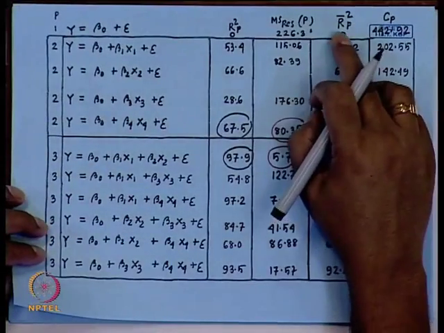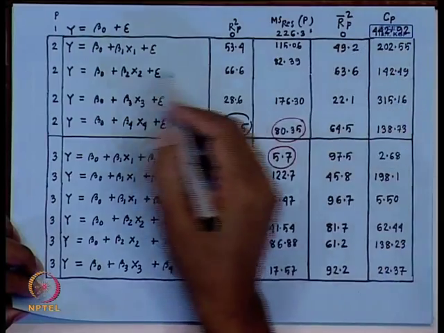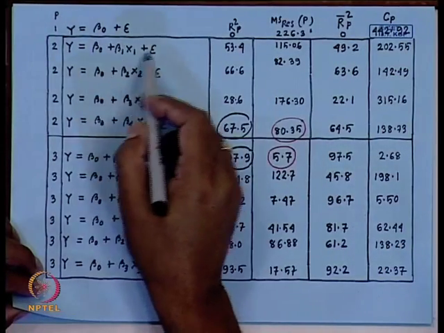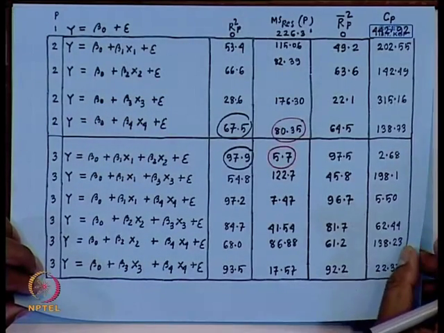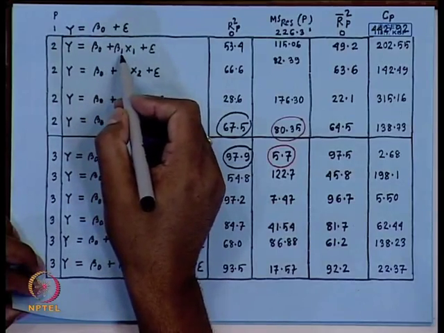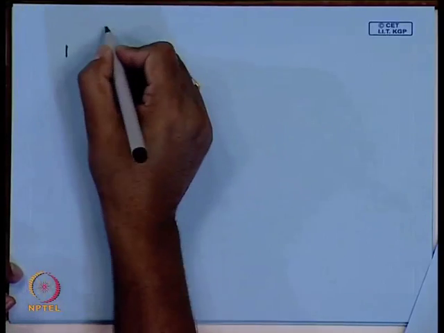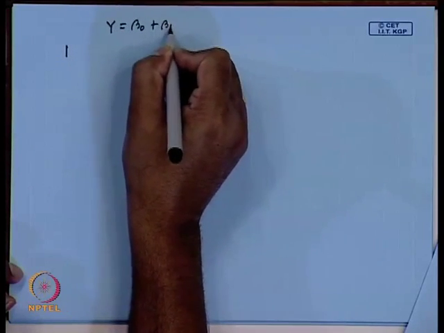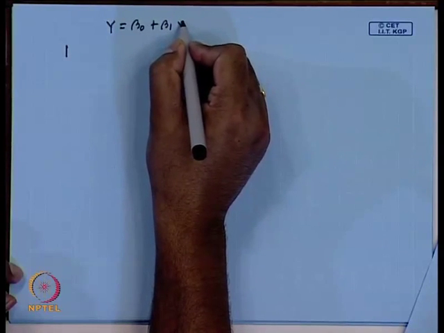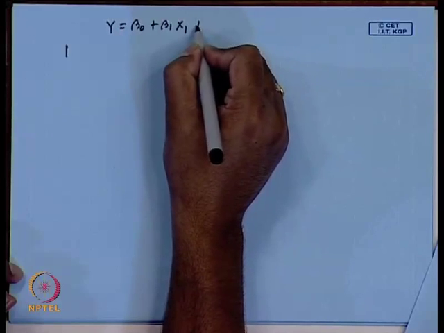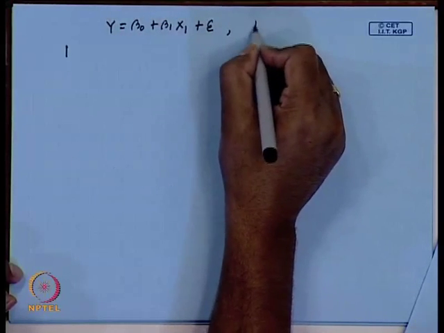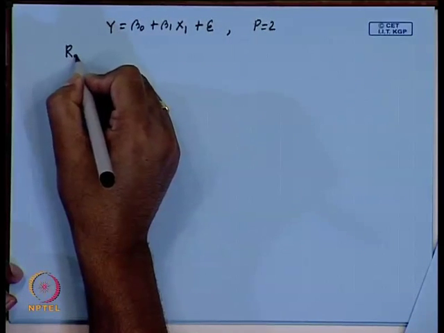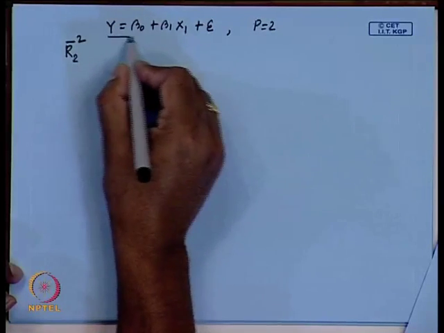Now, let me just illustrate how to get this adjusted coefficient of multiple determination for this model. We have the fitted model and ANOVA table for the first model. Then what is the adjusted coefficient of multiple determination for this model? For this model Y equal to beta naught plus beta 1 x 1 plus epsilon, the number of unknowns is equal to 2. So, p equal to 2. Basically I am computing R 2 bar square for this specific model.